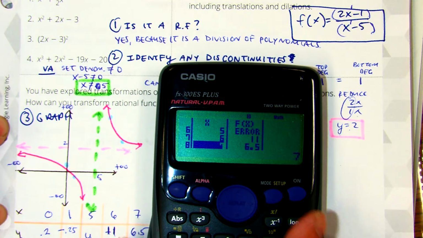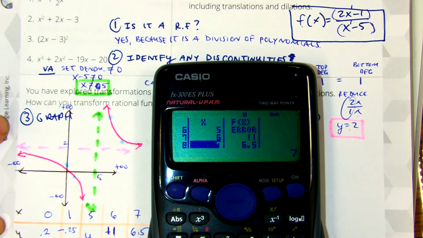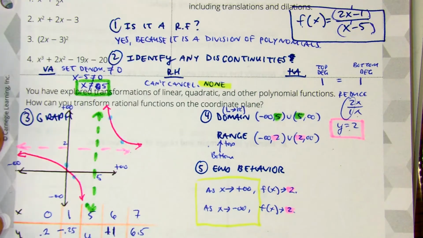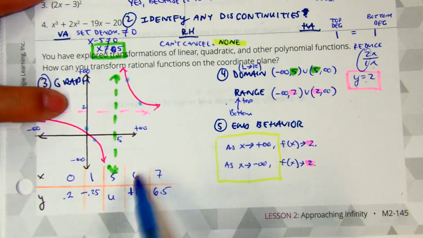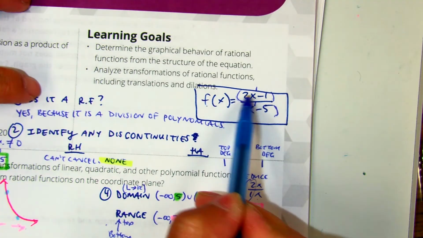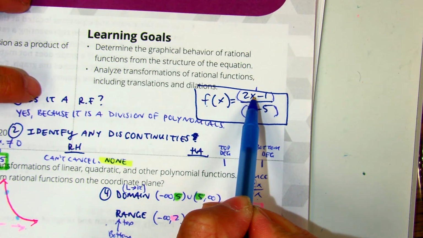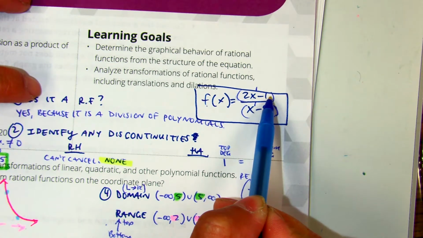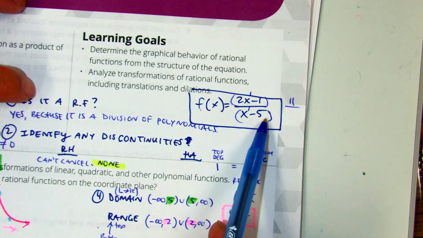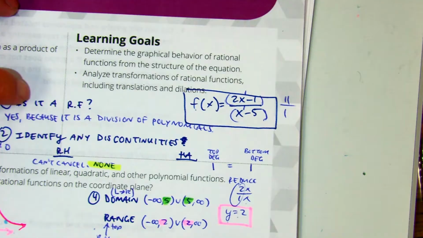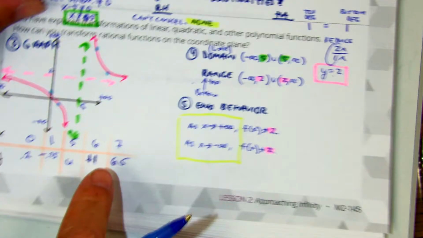How do you get those numbers if you don't have a calculator like this? Just plug it in. Plug and chug. Let's say I take 6. 2 times 6, 12 minus 1. And then 6 minus 5. And 11 divided by 1 is 11. That's how I got that number.